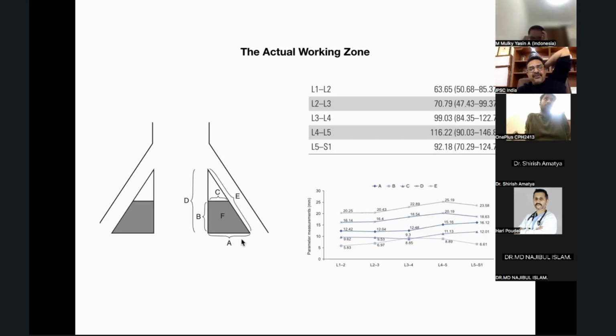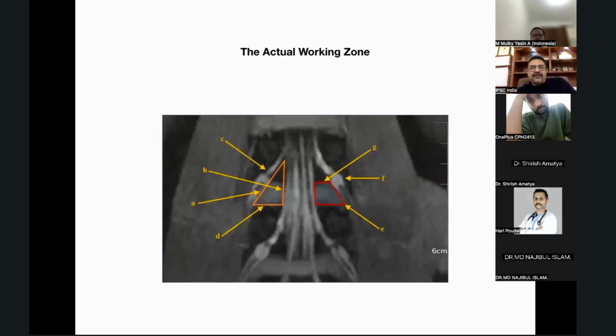All these surfaces you can see here. There's a maximum at the L4-L5 level. So this is the best level to start whenever you are starting your endoscopic discectomy procedure. This is the best level you should start at, the L4-L5 level. You can say that it is one of the safest discs to start with.